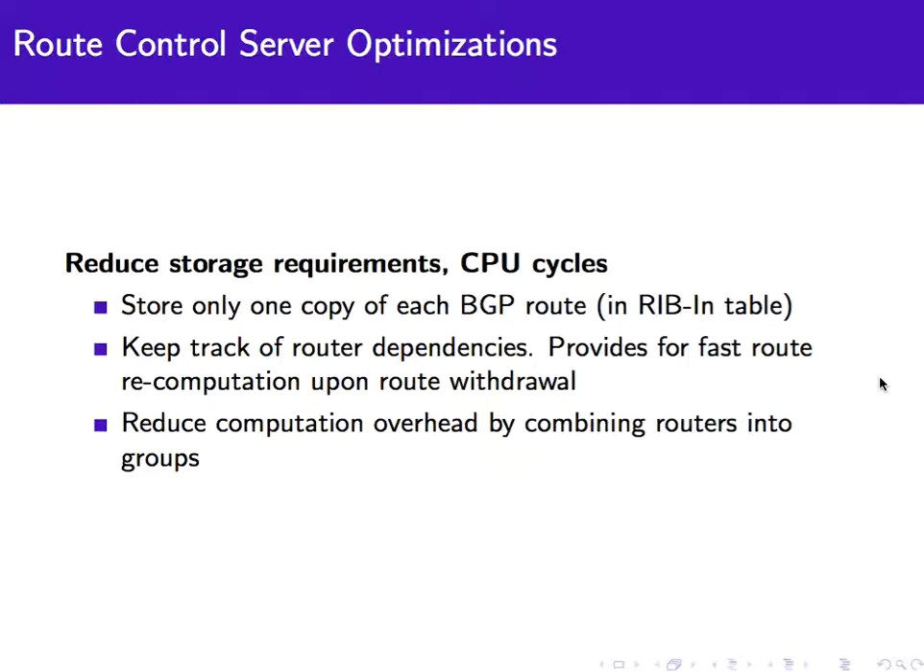So this is another optimization that significantly reduced the computational cost of having to recompute everything else, or at least significantly reduces the computation time for path recomputation. Another optimization is that it combines routers into groups and then sends them the optimal paths. This way, the paths don't have to be computed for every single router.